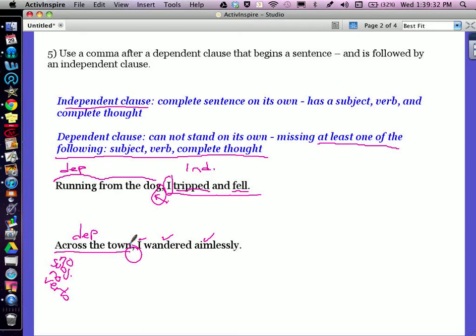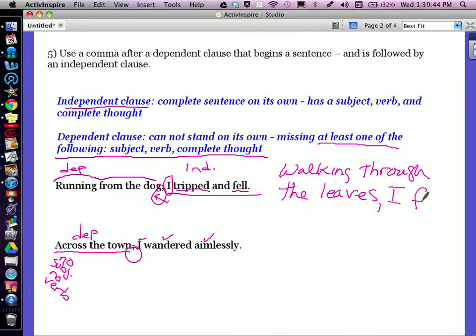Another would be walking through the leaves, I fell. So I fell is actually an independent clause because it has a subject and a verb, and that's the complete thought. So this is your independent clause. Walking through the leaves does not have a subject, so it's a dependent clause separated by a comma.